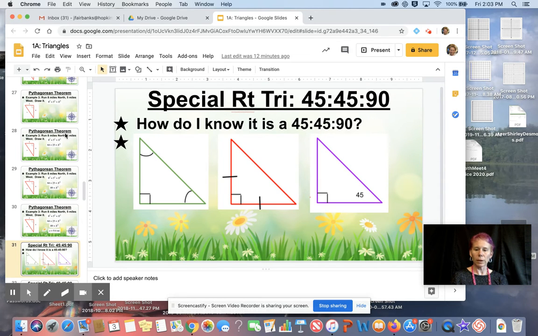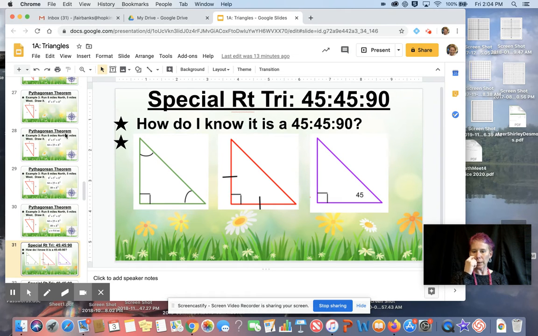Switching over to special right triangles. We had 2 different types. We're going to start with 45, 45, 90. We introduced this in class and we did struggle a little bit with this. And in this case, we are going to stay with the square roots because that's where you see the pattern.